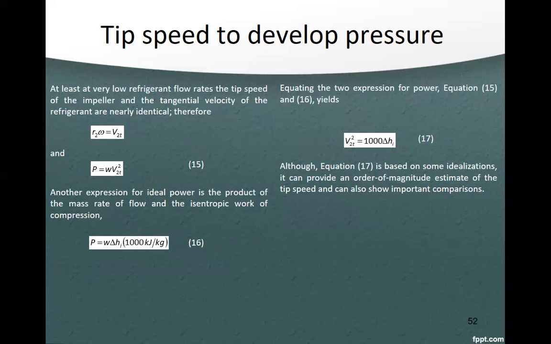So at very low refrigerant flow rate, the rotative speed of the impeller and the tangential velocity of the refrigerant are nearly identical. Therefore, R sub 2 omega is equal to V sub 2T and P is equal to W times V sub 2T squared. Equation 15. Another expression for ideal power is the product of mass rate of flow and the isentropic work of compression. So ito, W times delta S times 1,000, kilojoule per kilogram.